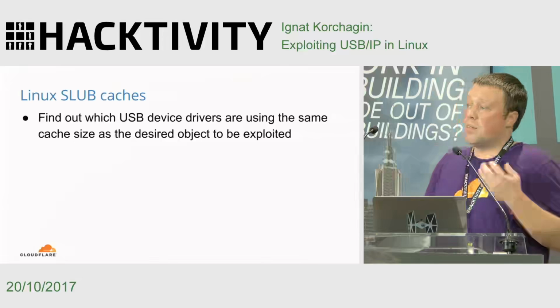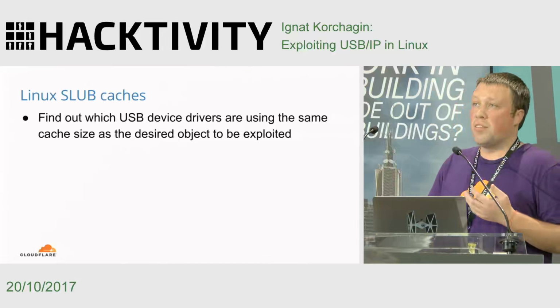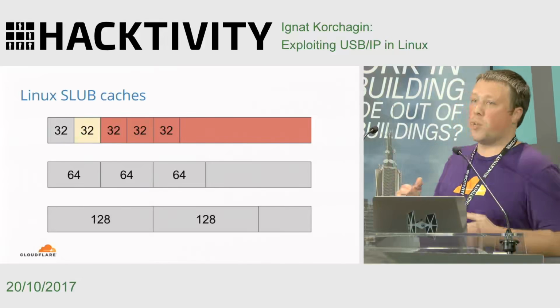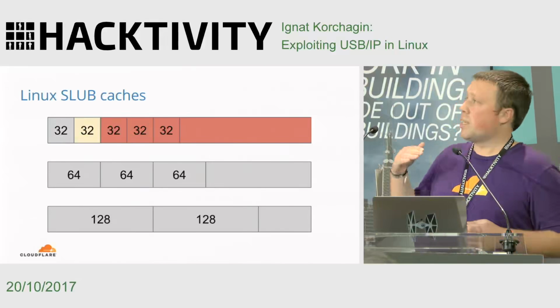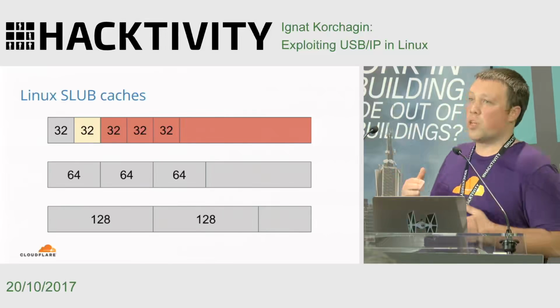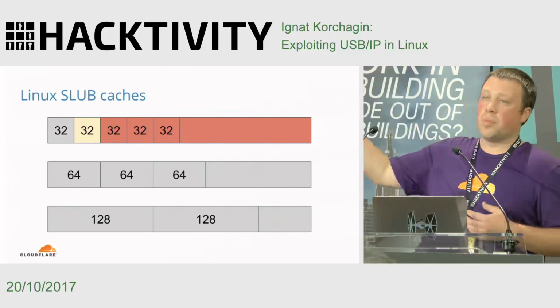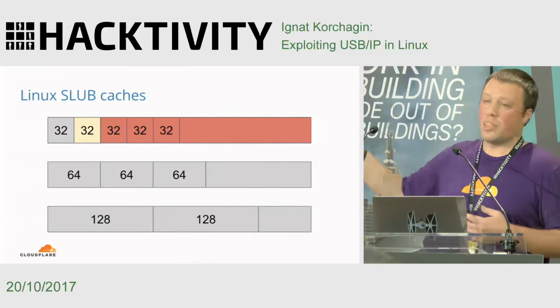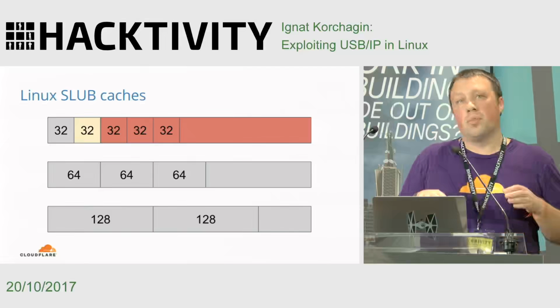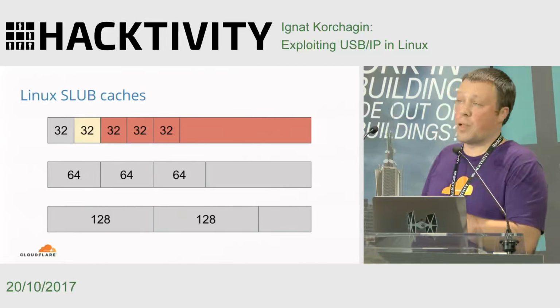But the way USB IP is different is that normal kernel exploits are usually designed so they can only exploit a single slab cache. That means somebody has vulnerable code which can overflow only slab 32 caches or slab 128 cache, so you have to build your attack based on that assumption.